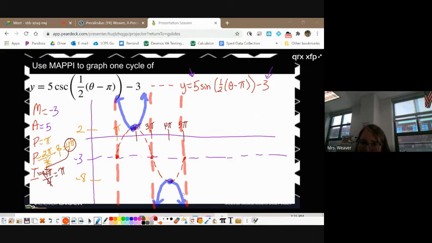You graph sine with a dashed line. Then everywhere it's at the midline, you put an asymptote and you flip the pieces, the top piece up and the bottom piece down. Questions for me about that?